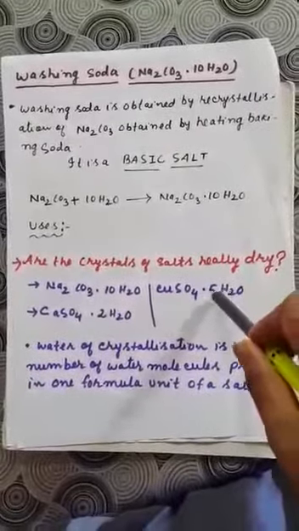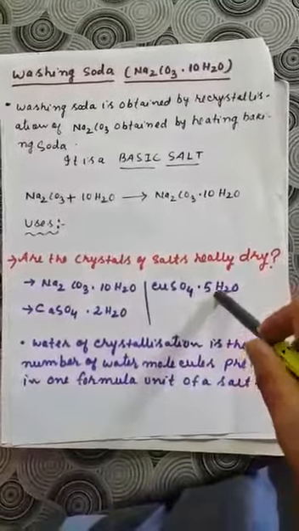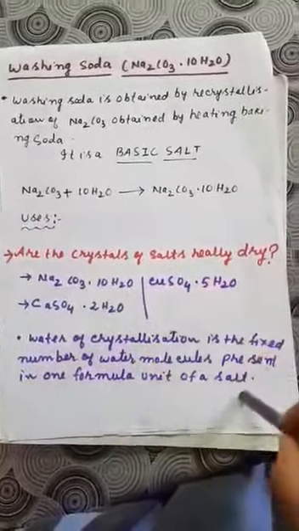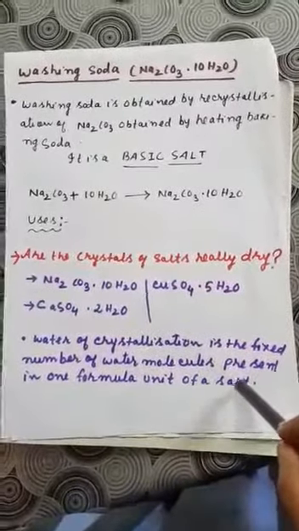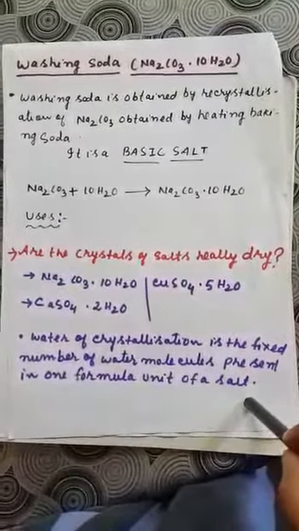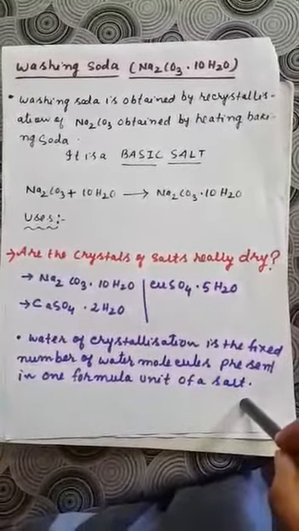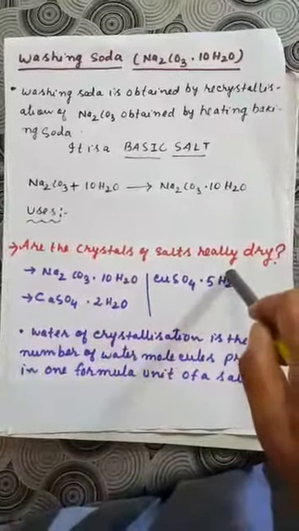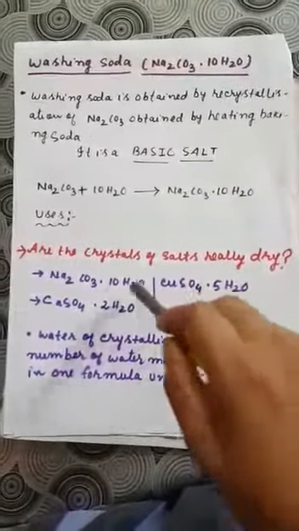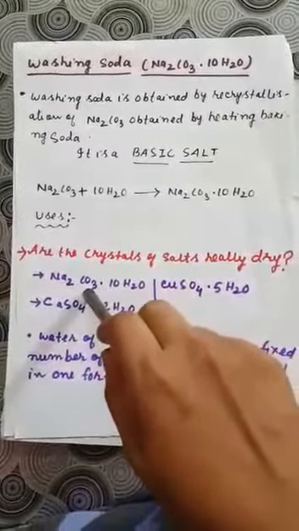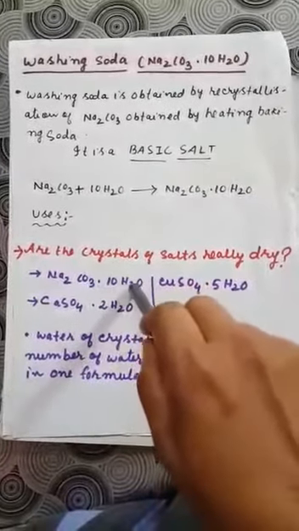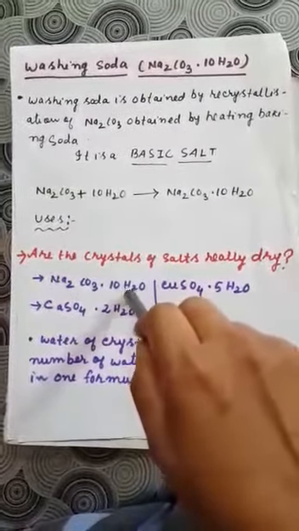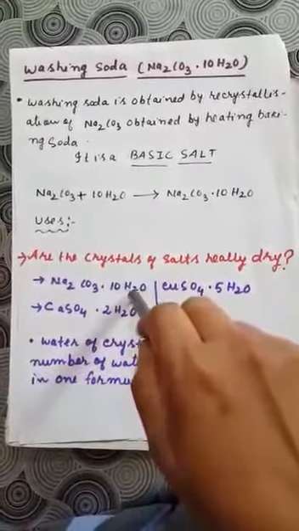Some of the salts, after the crystallization process, what happens with those salts? Some of the water molecules remain with them. This is called water of crystallization. So what is water of crystallization? Water of crystallization is the fixed number of water molecules present in one formula unit of a salt. For example, this is one formula unit of copper sulfate. This amount of water remains with them. So this is 5 water of crystallization, and this is the formula of sodium carbonate. Along with this, 10 water molecules remain after the crystallization process. So this is water of crystallization, 10 molecules of water remain with them.